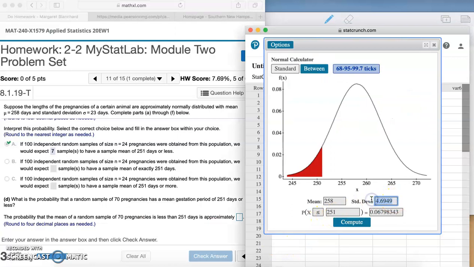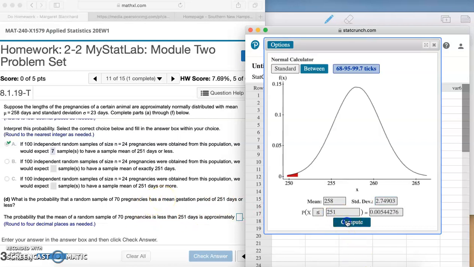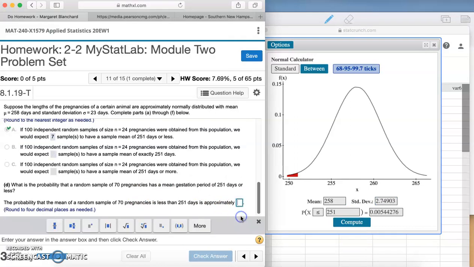Again, our mean stays the same because the sample mean, or the mu X bar, is the same as the mu of the population. So here we're going to put in our new 2.7490. You can put that other 3 in there. It doesn't matter because we're not inputting our answer into MyStatLab. We're going to click compute and see how that's very small.